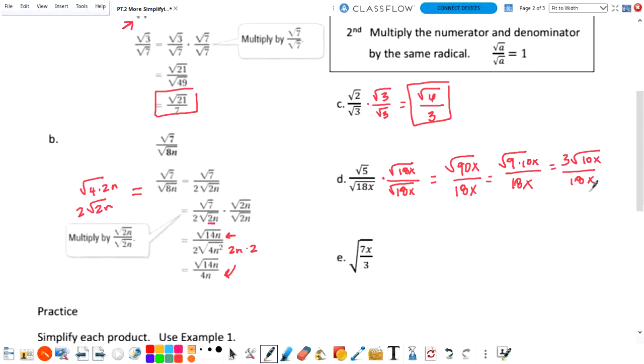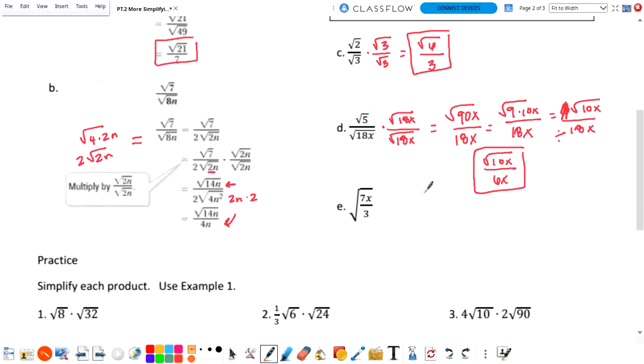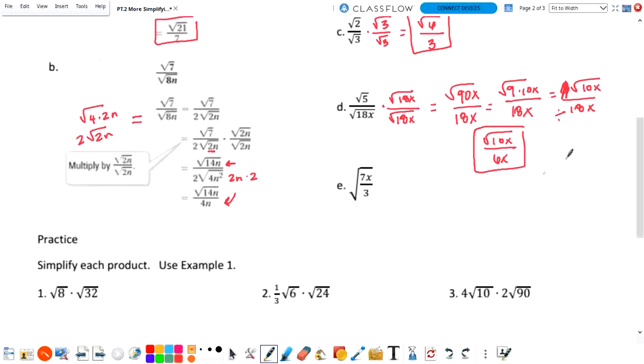And then this 3 over 18 can simplify, right? So 3 can go into 18 6 times. So we can get rid of this 3 if we divide it into that 18. So 18 divided by 3 is going to give us 6. So we're going to be left with the square root of 10x over 6x. The biggest thing here is just to make sure you are doing it as thoroughly as possible. And even if you find different methods to get there, just keep going until it is completely simplified, until there's nothing else that can be done.